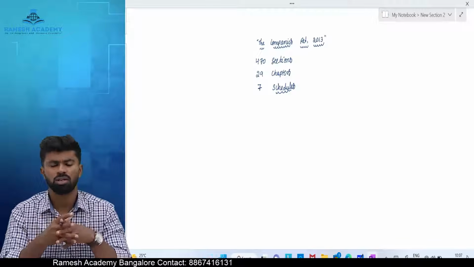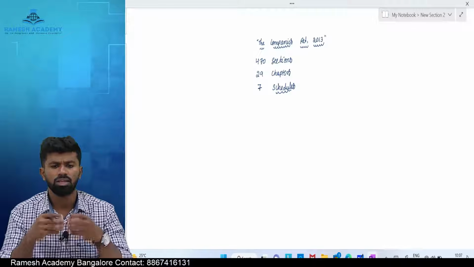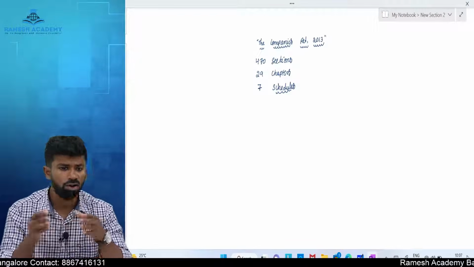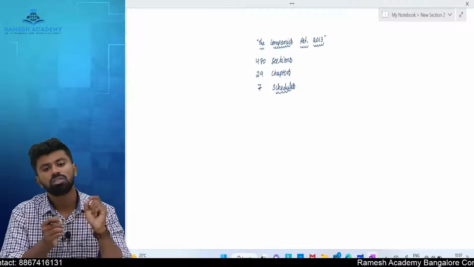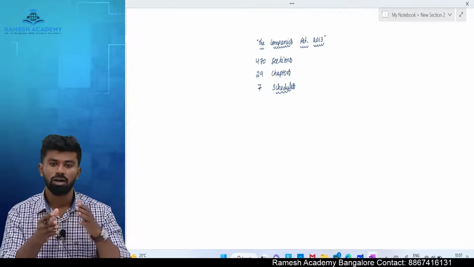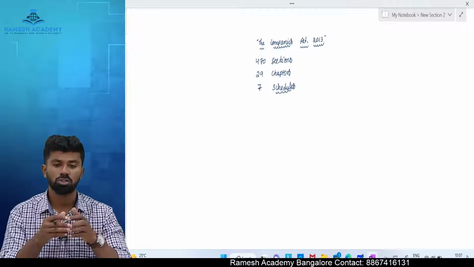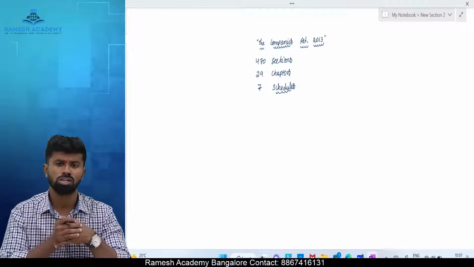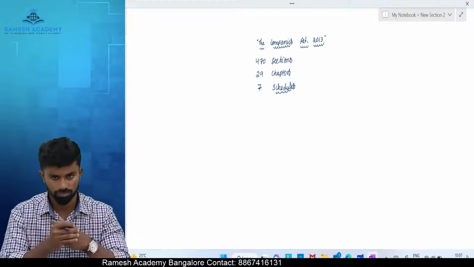What are schedules, sir? Schedules are nothing but the area in which detailed information is given with respect to particular matters. For example, Schedule 3 of the Companies Act provides the format for the statement of profit and loss and also the balance sheet.